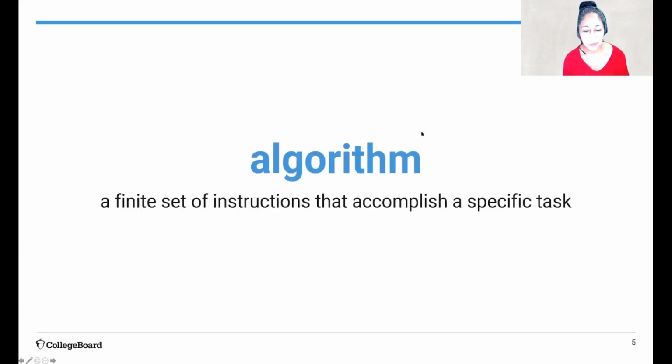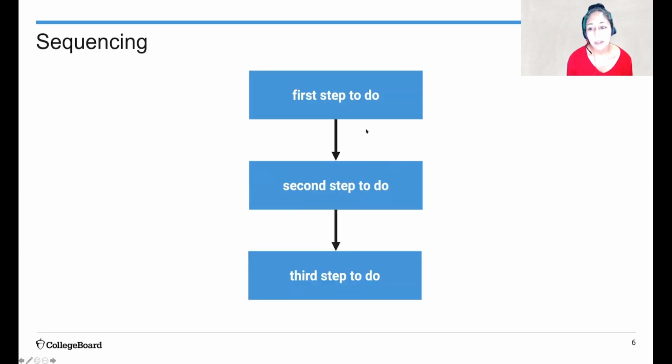So just to recap, remember that an algorithm is a finite set of instructions that accomplish a specific task. And algorithms are composed of sequencing, selection, and iteration. Here, we're going to be focusing on sequencing, how we have an outline or a set of steps that we're going to do and follow in the order that they're given. So if we're going to do this step and then this step and then this step, we do those in that order.